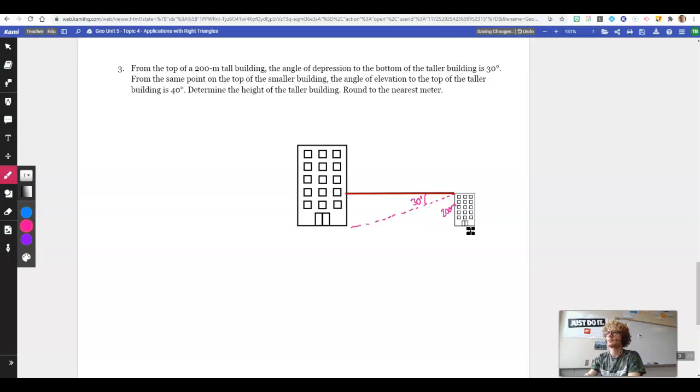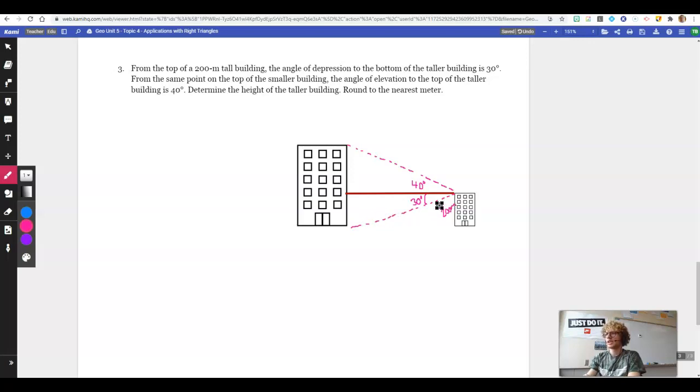From the same point on the top of this smaller building, the angle of elevation to the top of this building is 40 degrees. So I'm going to come down. That's 40 degrees. We need to determine the height of this bigger building.